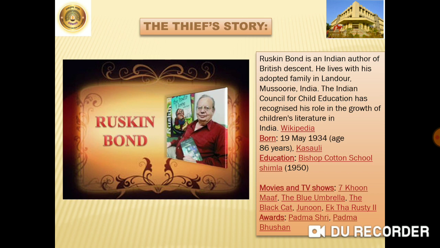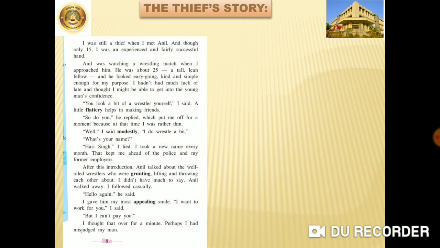So he was born on 19th May 1934 at Kasauli. What is his education? He was educated at Bishop Cotton School, Shimla. Movies and TV shows that he has written stories for: Saat Khoon Maaf, The Blue Umbrella, The Black Cat, Junoon, Ek Tha Rusty. The awards won by him are Padma Shri and Padma Bhushan. So he is the writer of this story, The Thief's Story. So let's begin.